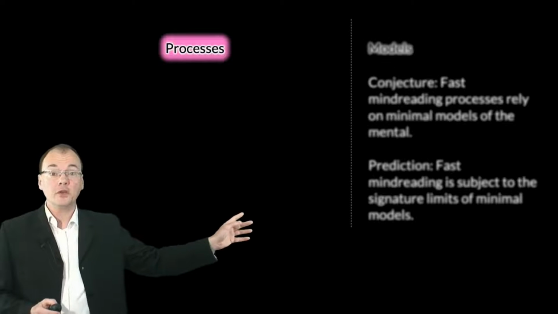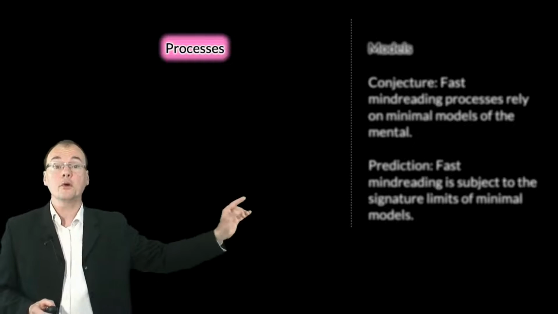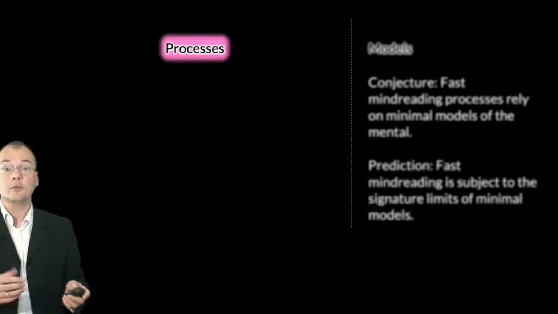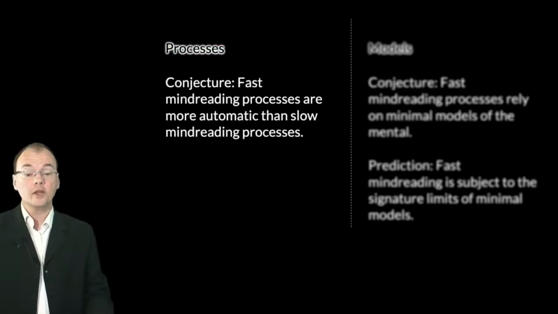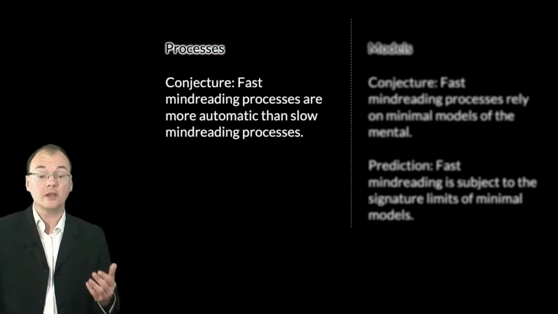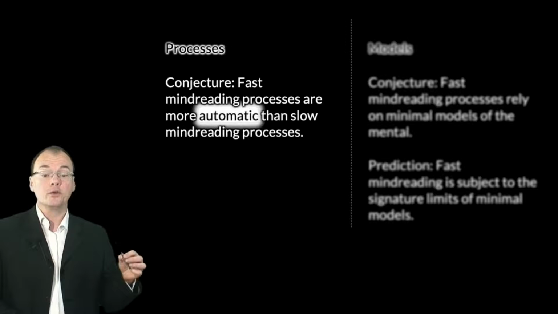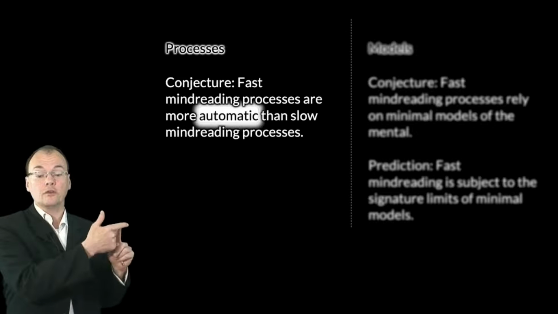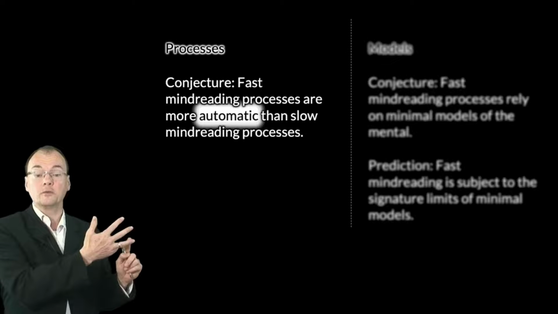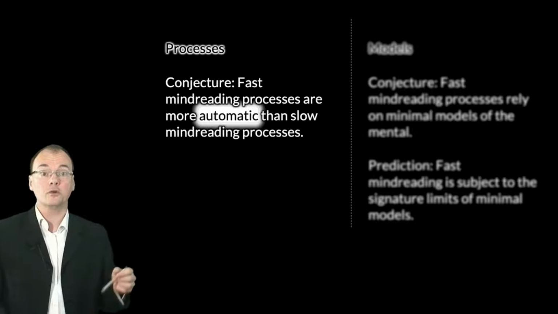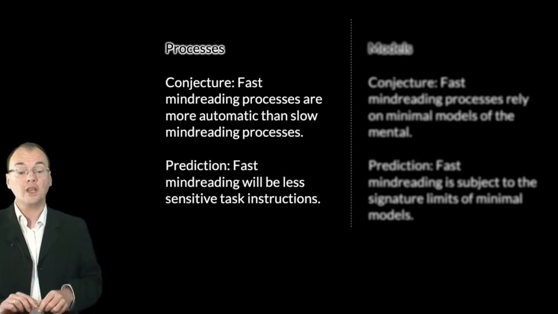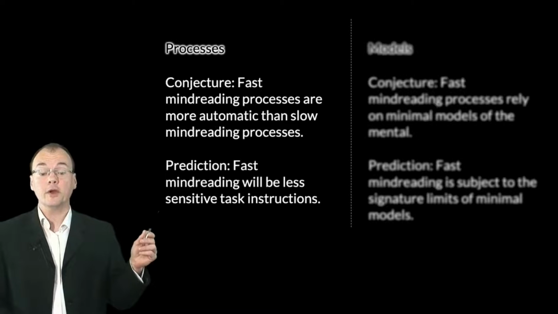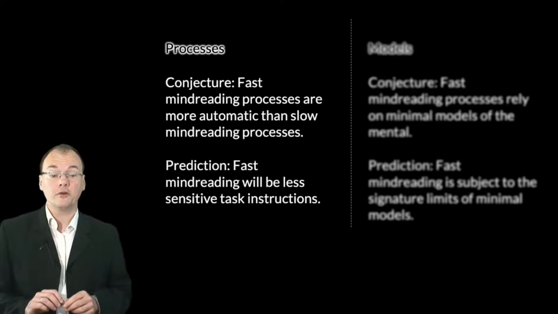In a second, I'll show you an experiment to test that prediction. But before I get there, I want to introduce the conjecture about processes, and just to save time, put the two things together in a single paradigm. So here's a conjecture. The fast mind reading processes are more automatic than the slow mind reading processes, where by automatic I mean sensitive to instructions, your current intention, your task and your desires. So the idea is that as you change your instructions or your intentions, that will have a greater effect on the slow than on the fast processes. So that allows us to predict that fast mind reading processes will be less sensitive to task instructions.